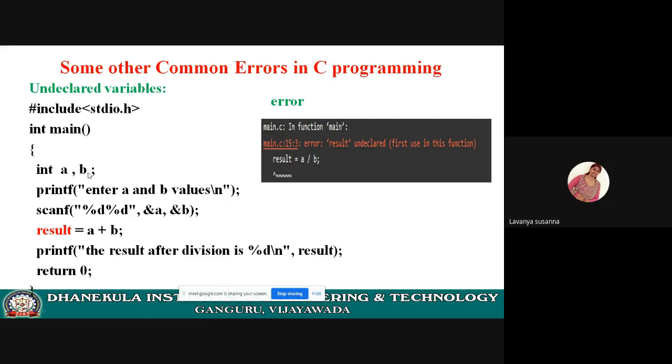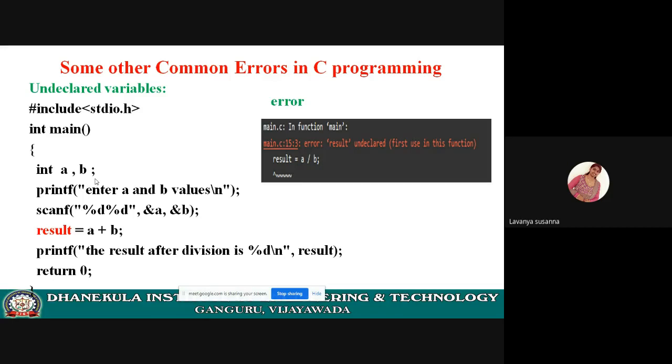You didn't declare result. See here, I'm moving the cursor. Result is also a variable. You are not declaring this variable, so you will get an error. Which type of error will you get? See the error on the right side: result is undeclared. You have to declare it. Result is undeclared means you have to declare result in the first statement: int a, b, result.